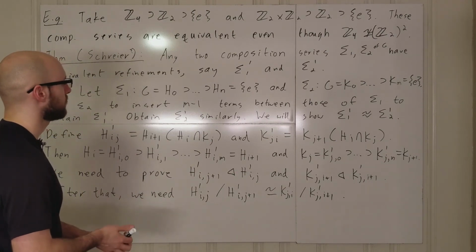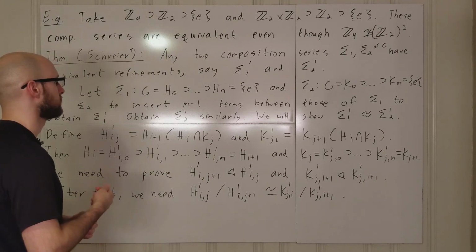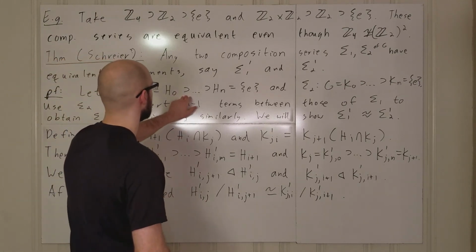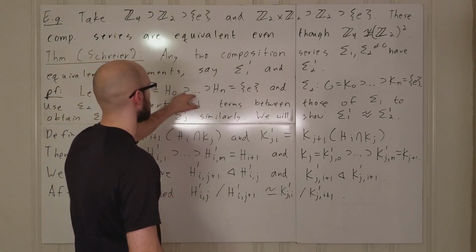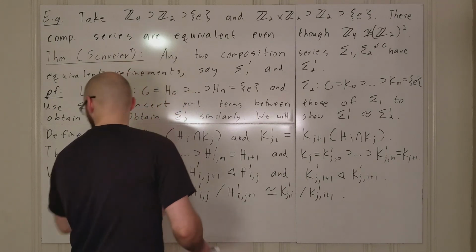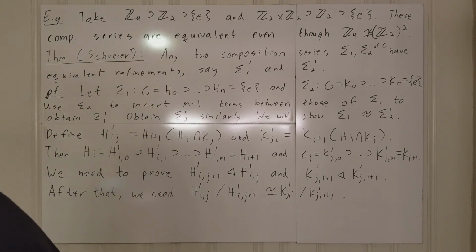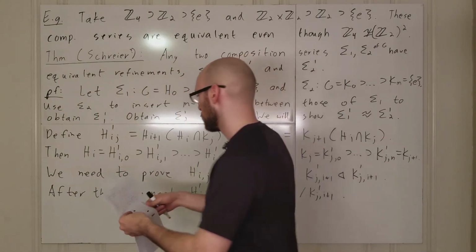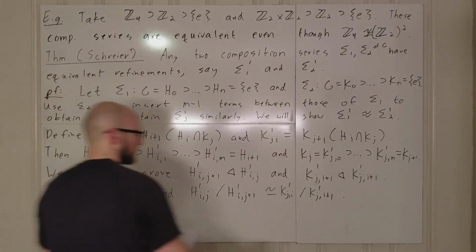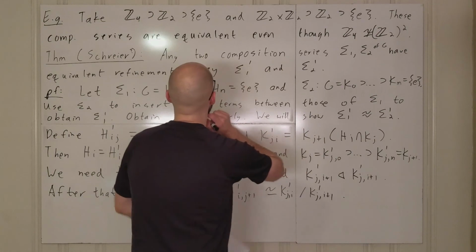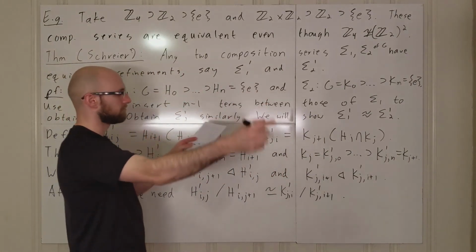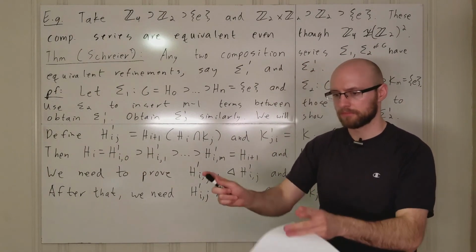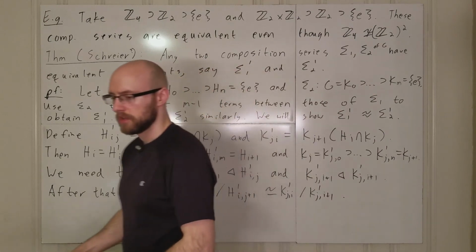We also need them to have the same number of terms, but that's obvious because we insert m minus 1 terms in n minus 1 places. That's going to give us, here, I wrote it down, both sigma 1 prime and sigma 2 prime are going to have n times m plus 1 terms. And you can just check that on your own. The number of terms in each of those is going to be n times m plus 1. And so there we go.